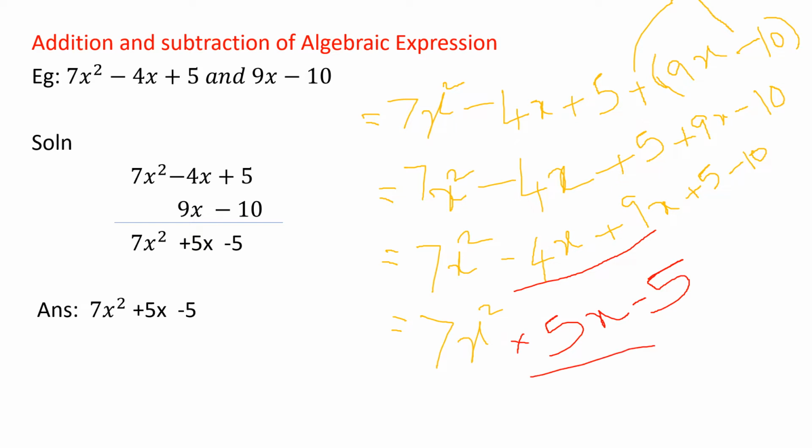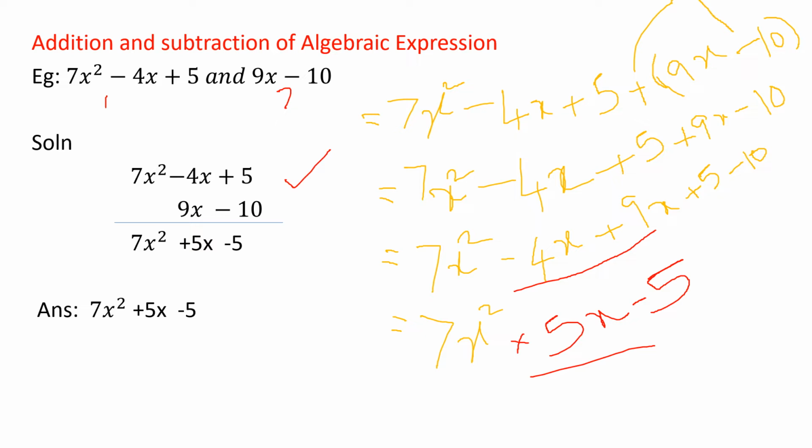So in grade 7 you have learned this method. In this chapter you are going to learn how to do the addition or subtraction operation in the row method. So here you are going to do addition. The question they are asking: add 7x square minus 4x plus 5 and 9x minus 10. So first write down the first equation as it is, with no changes: 7x square minus 4x plus 5.